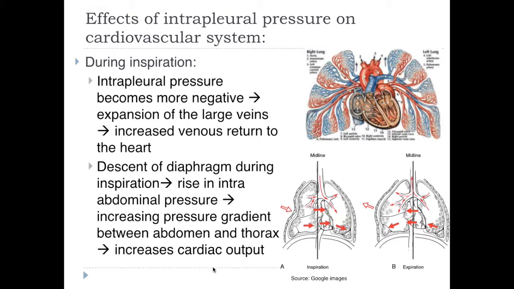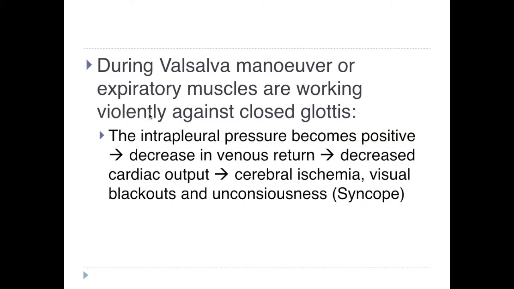The opposite is true during expiration, mainly during Valsalva maneuver, or when expiratory muscles are working violently against a closed glottis during coughing and vomiting. Here the intrapleural pressure becomes positive, and because of positive intrapleural pressure, venous return decreases and cardiac output decreases. And sometimes in old age individuals, this results in cerebral ischemia, visual blackouts, and unconsciousness.